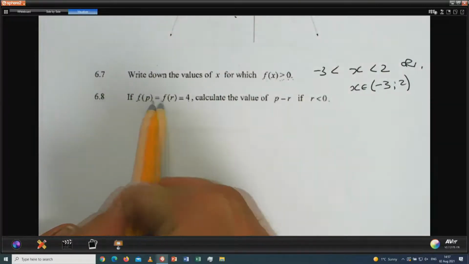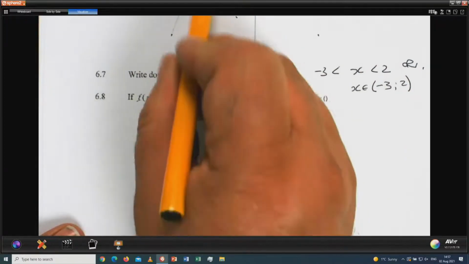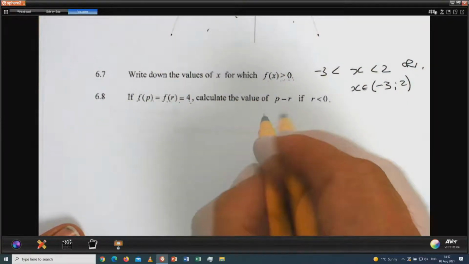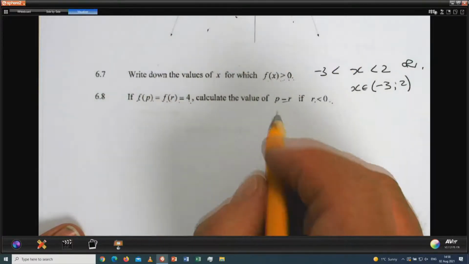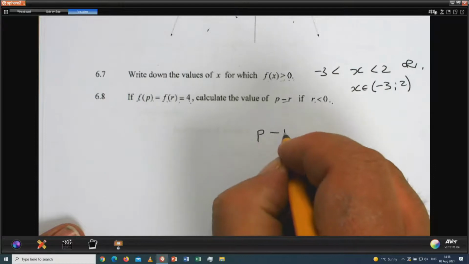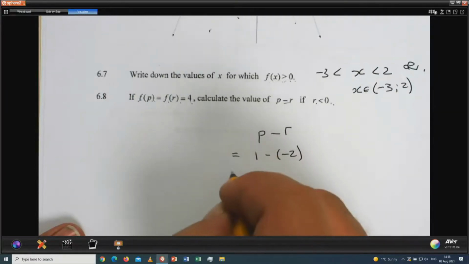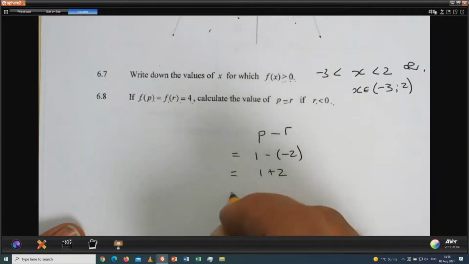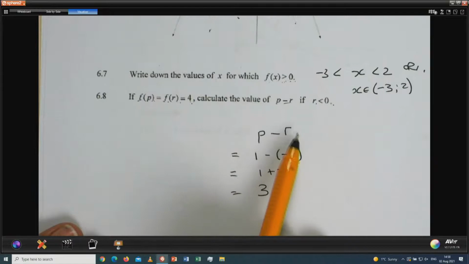The f of p is equal to the f of r is equal to 4. The y coordinate here is 4, so I use symmetry to get the values of r and p. Now they want p minus r if r is less than 0. r is less than 0, so p minus r is equal to 1 minus negative 2, and that is equal to 1 plus 2, which is equal to 3. So the value of p minus r is equal to 3 in this case.